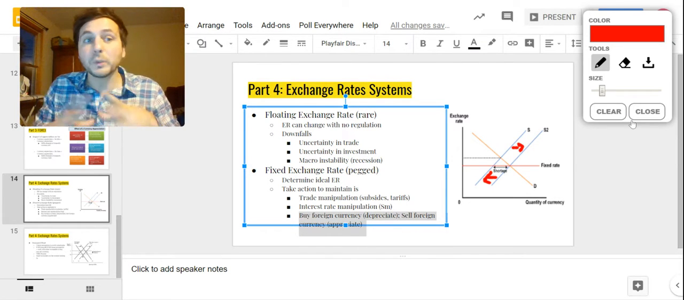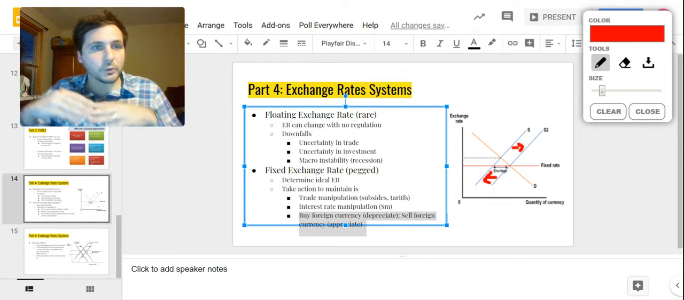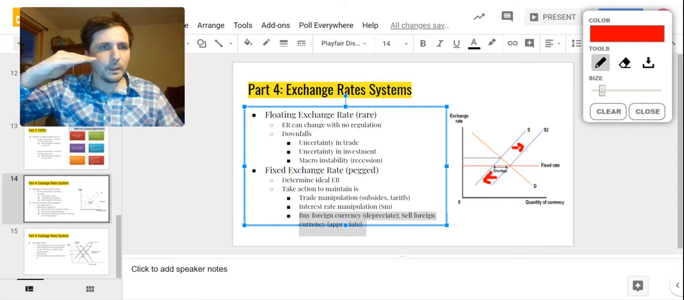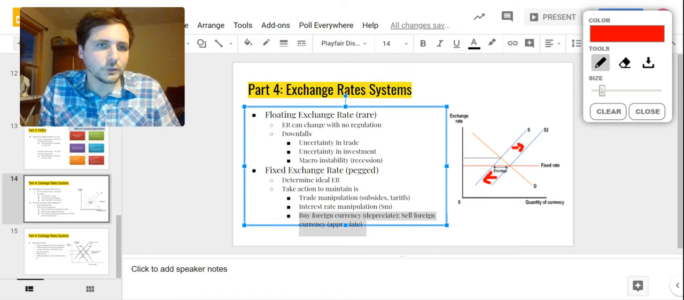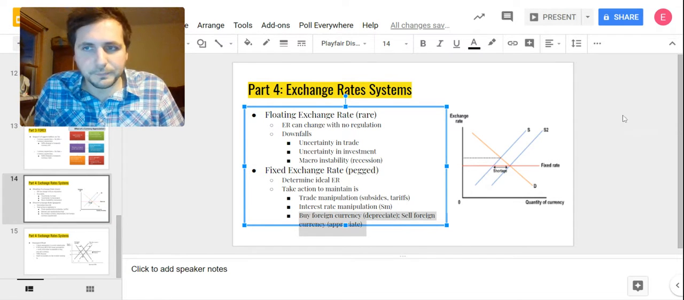So that's pegged. What you really need to know is when the exchange rate goes out of that pegged range, what would nations most likely do to get back to that fixed exchange rate? You know these three things.